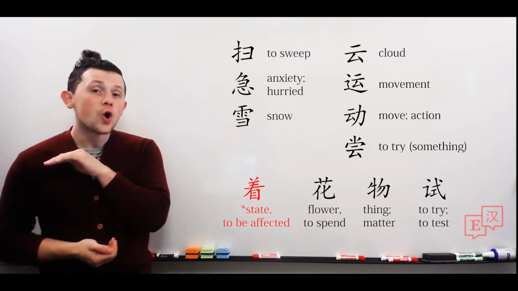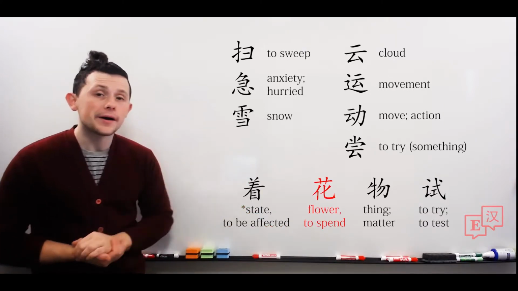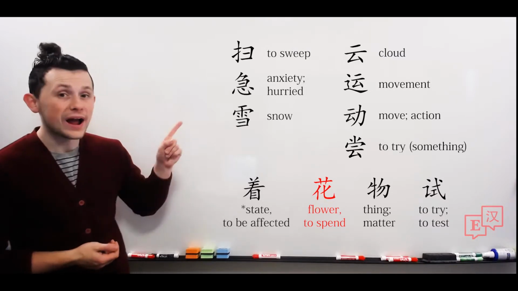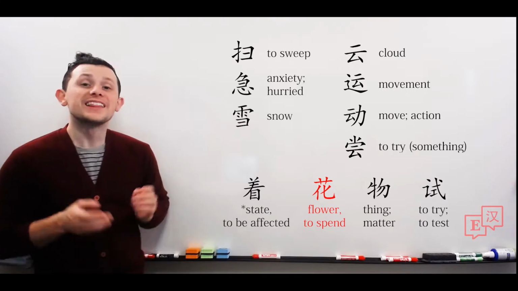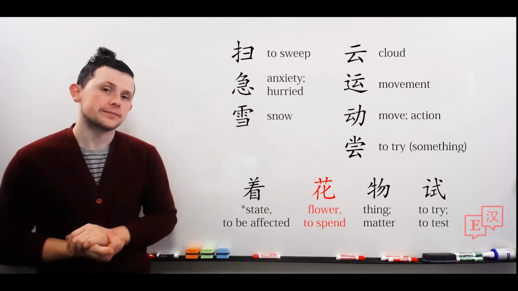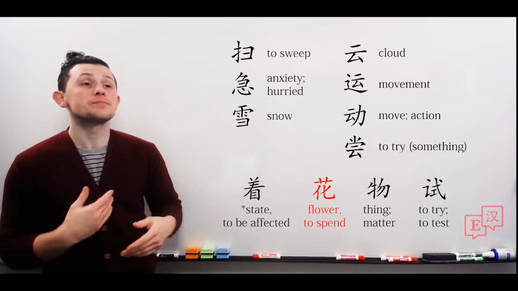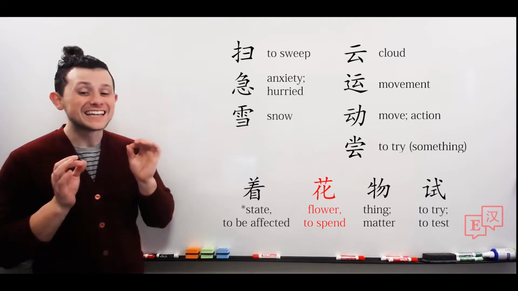Next, 花. Hua. So we have grass, a person, and the number 7. Hua. This character means flower or to spend, as in to spend time, to spend money.